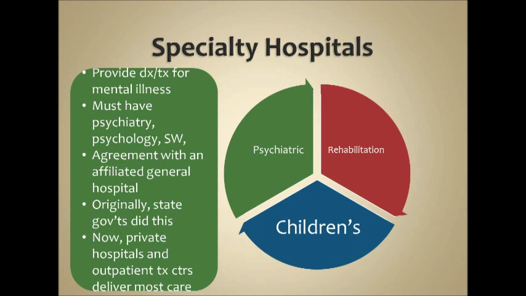So originally, state governments set up psychiatric hospitals, but now private hospitals and outpatient treatment centers deliver most of the care that goes to mental health patients. And so that's why most people in the U.S. who are psychiatrically hospitalized will end up being in some sort of general hospital's psychiatric section. Less often will they actually be in something like McLean.